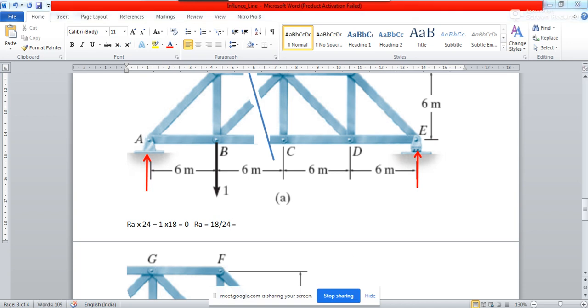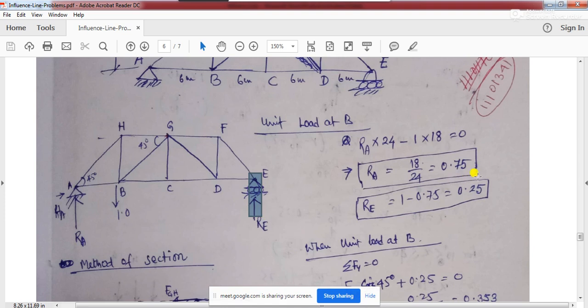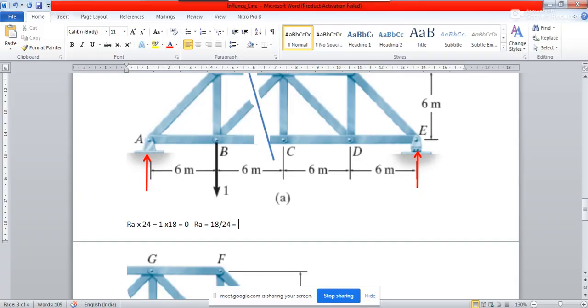So there will be some value you will be getting, and that calculation is shown over here. So RA, 18 by 24, that is going to give you the value of 0.75. So you see, you are going to get a value of 0.75. Okay. So what you have done, you have found out the value of RA. And RA for what? RA, because when the load is acting at the joint B, and what is the load? The load is the unit load of dimensionless quantity. Okay. So once you found out RA, so what will be your RB?